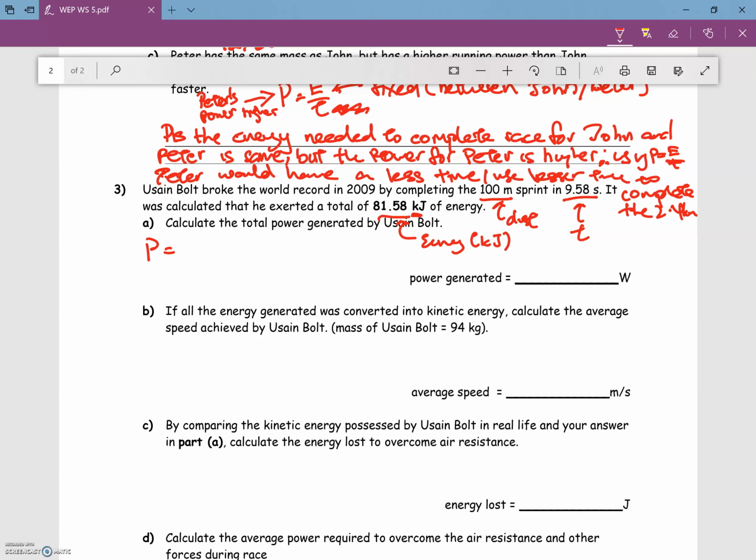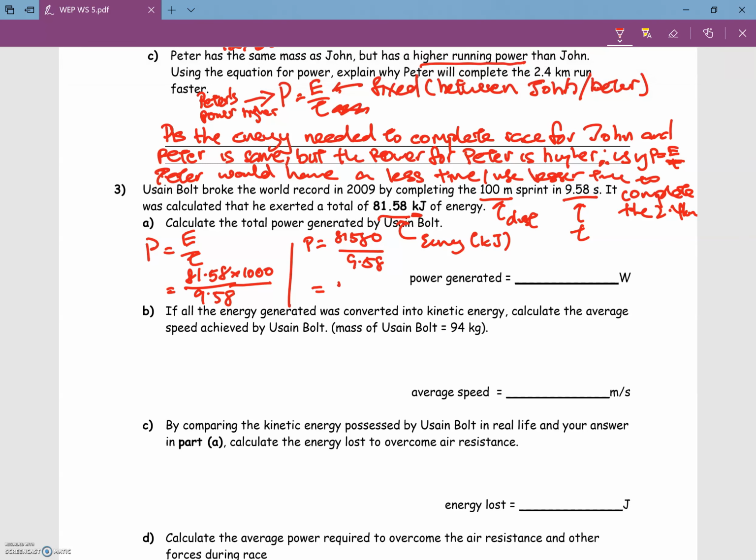So power, we know the formula is energy divided by time. The time we have here, 9.58, so divided by 9.58. Energy here we have 81.58, but because it is in kilojoules, we need to multiply it by 1,000. So what we're going to have here, power equals 81580 divided by 9.58.